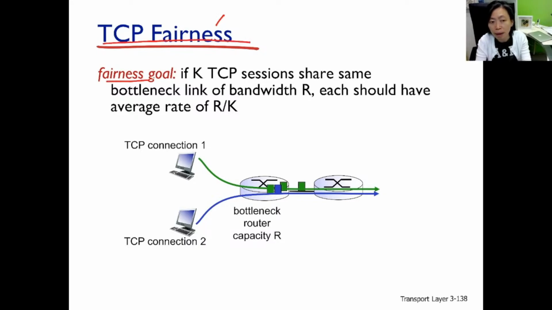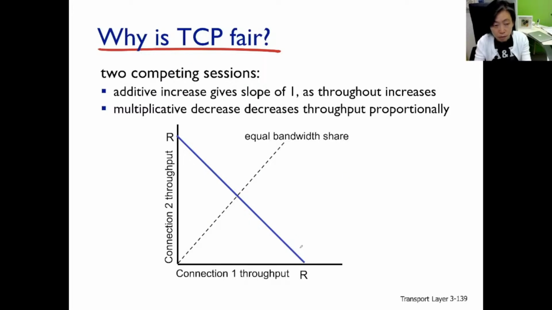Okay, so what we're talking about here, the goal is to make sure that the K TCP sessions will share the same amount of bandwidth if they go across the same link of bandwidth R. So the eventual share of the sending rate or the throughput should be R divided by K. In this scenario, you're seeing the router in the middle, the capacity is R, and we have two connections. Connection 1 should have half of R, and connection 2 should have the equal amount. So we have two competing TCP sessions, and they're competing for a link with capacity R.